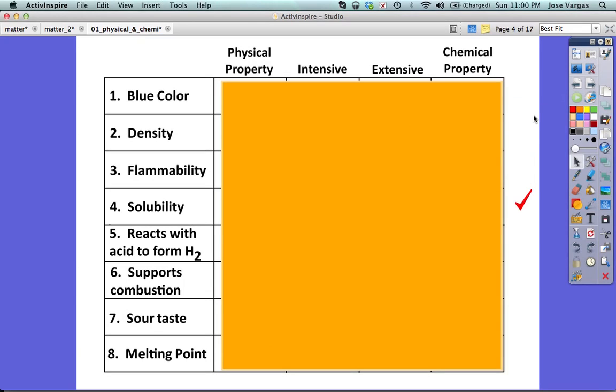What I want you to do is to click pause and fill in this table, based on whether blue color is a physical property or a chemical property. If it is a physical property, then state if it's an intensive or extensive physical property.